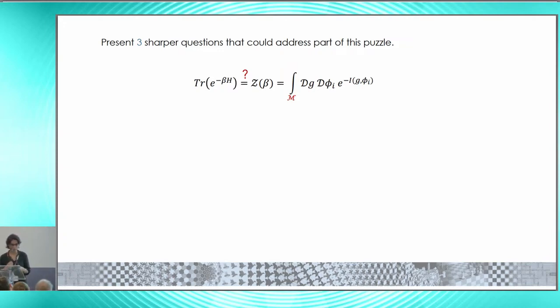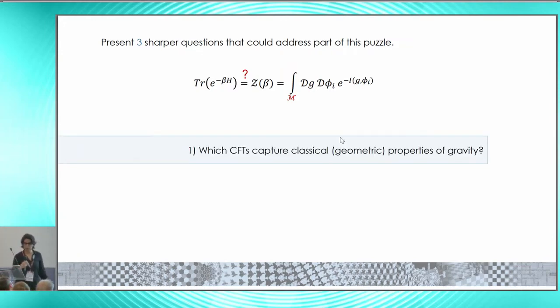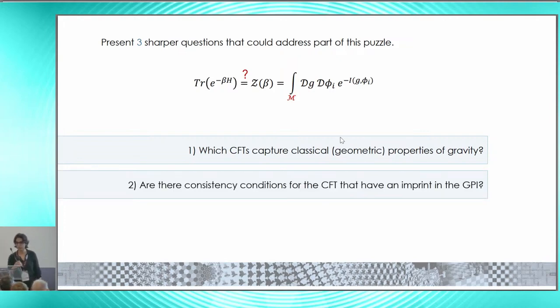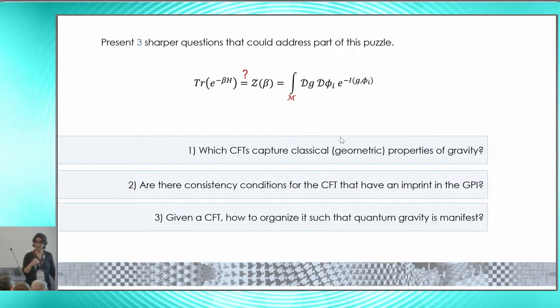I think these are useful ways of understanding this equation. The first question, in the context of AdS/CFT, which is what I'm always going to be talking about, is trying to understand what are the CFTs that can capture classical properties of gravity. We have many examples, but they're examples. I don't want examples. I want mechanisms. I want rules. I want classifications. Second, are there consistency conditions for the CFT that have an imprint in the gravitational path integral? Are there things that we can learn from the CFT that tell us this gravitational path integral has to reproduce these answers, and that give us an understanding of what are possible effective field theories? I'll show you an example of this. And the last question is, given a CFT, how do you organize it such that quantum gravity is manifest? How do we rearrange things in a way that pushes us forward?